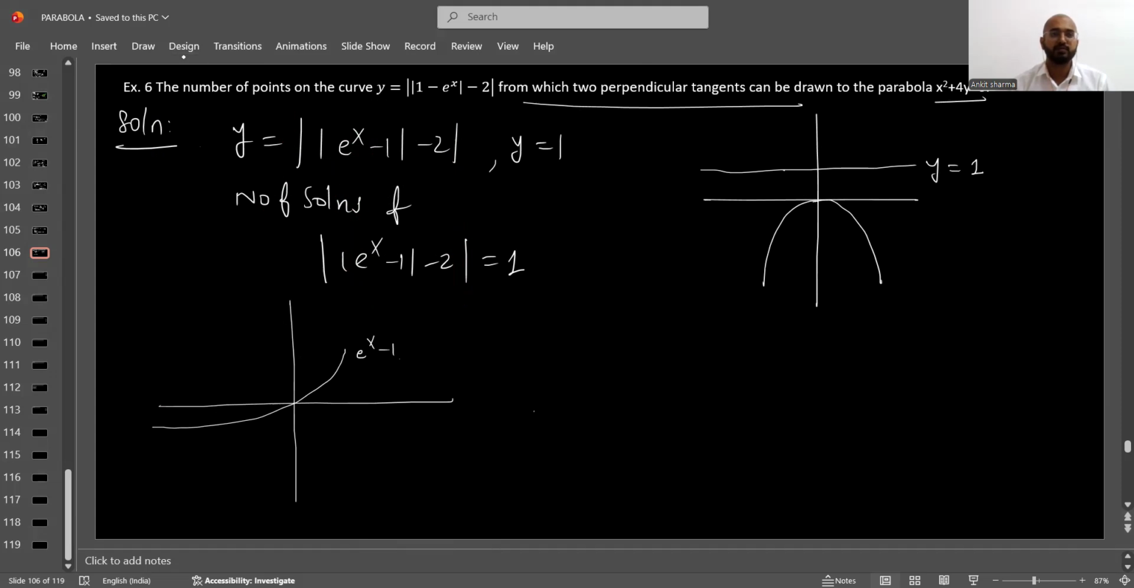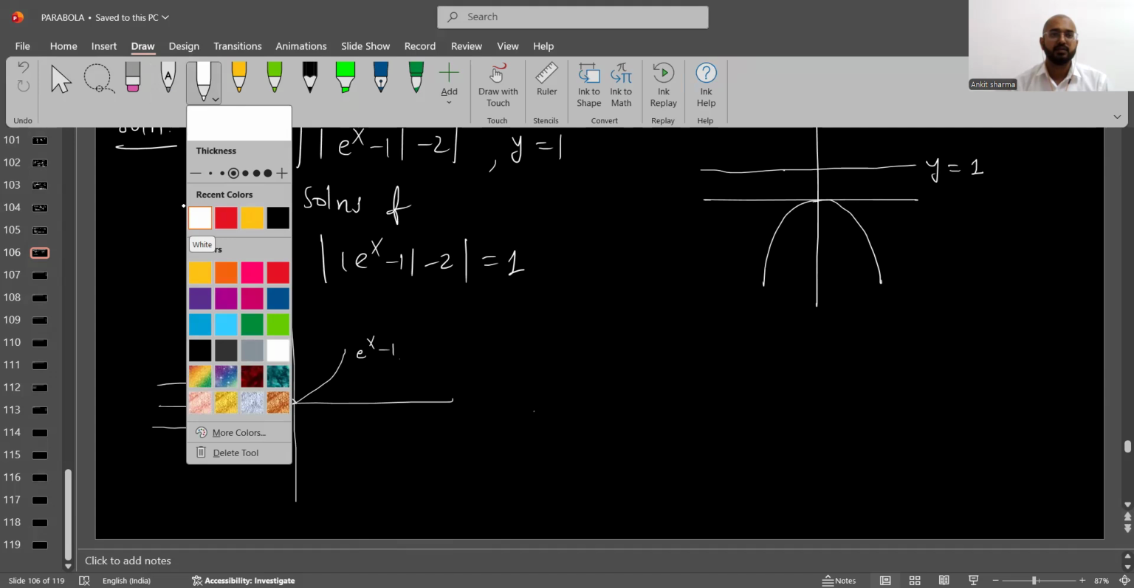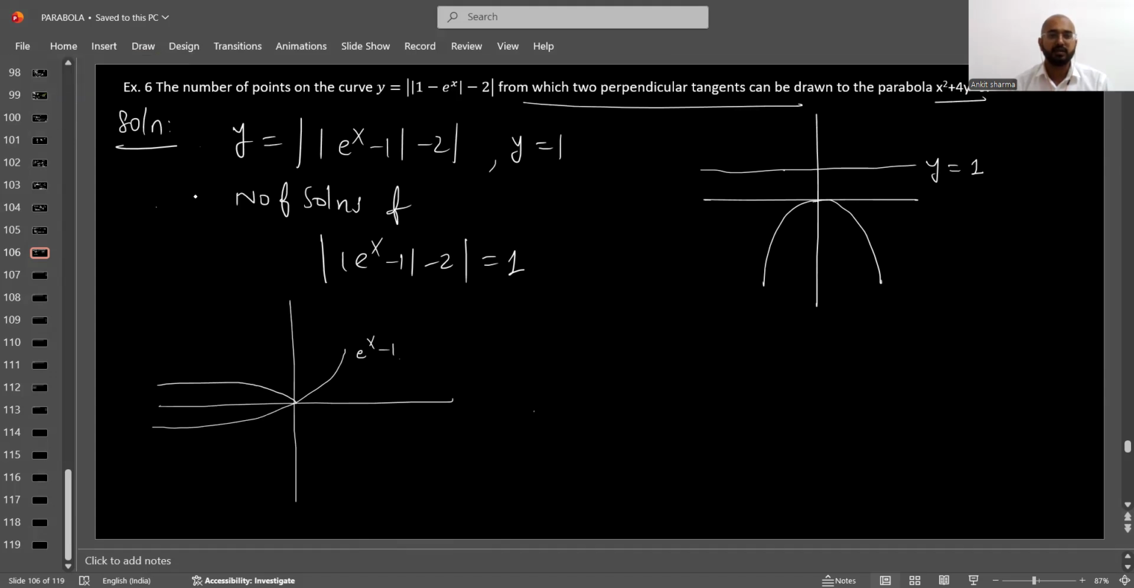Now I have to take its modulus. When I take its modulus, whatever portion is below the x-axis will be mirrored along the x-axis. That means I have this graph. Also now I have to shift this graph 2 units below. So this graph when shifted 2 units below will go like this, and then like this. This is the graph shifted 2 units below.